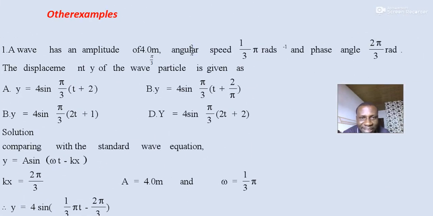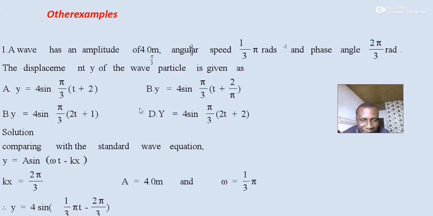Okay, very well. This is another one. Other examples, as you can see. A wave has an amplitude of 4.0 meters, angular speed of 1 over 3 pi rad per second, and phase angle of 2 pi over 3 rad. So say we should look for the displacement y of the wave particle.